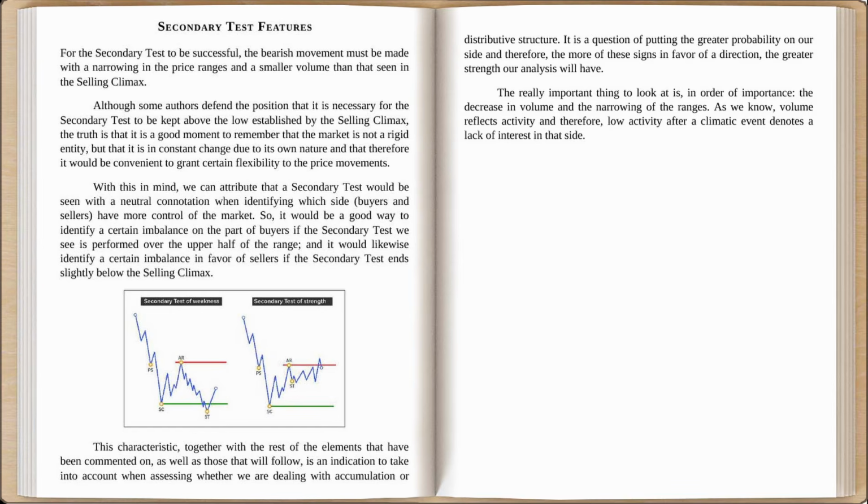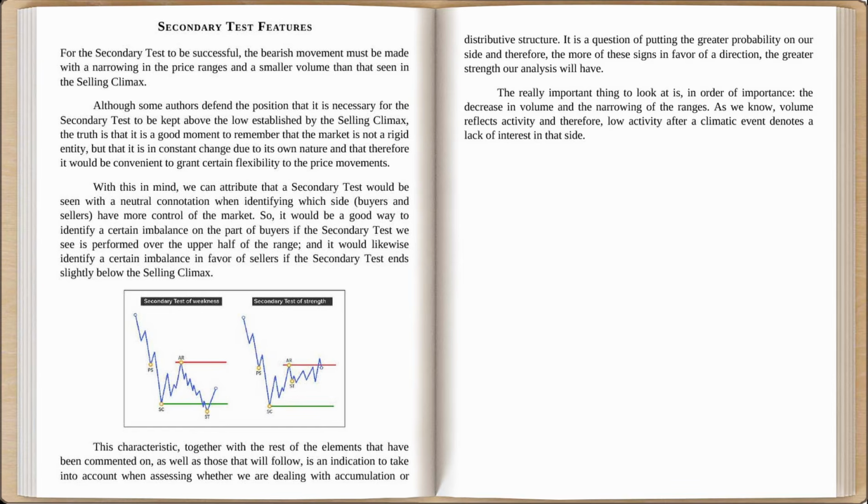With this in mind, we can attribute that a secondary test would be seen with a neutral connotation when identifying which side buyers and sellers have more control of the market. So, it would be a good way to identify a certain imbalance on the part of buyers if the secondary test we see is performed over the upper half of the range, and it would likewise identify a certain imbalance in favor of sellers if the secondary test ends slightly below the selling climax.